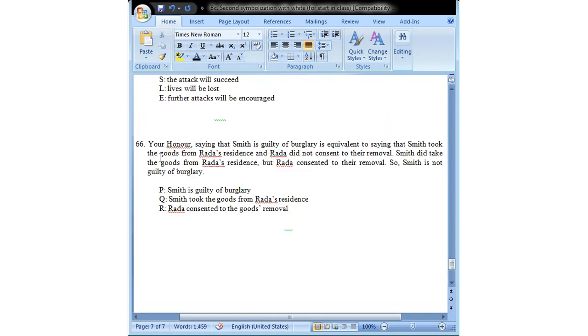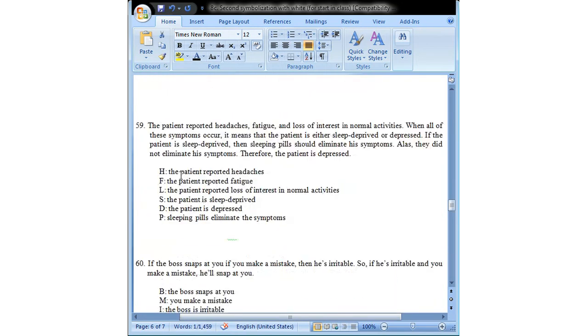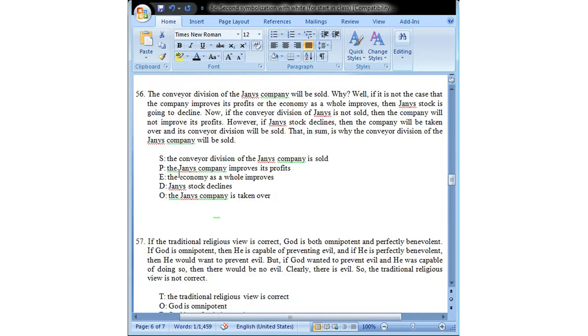The homework goes all the way to 66. You do all of those, right? And by the way, you can have fun and find arguments wherever, and you know how to make a scheme of abbreviation, and you can have fun symbolizing them.